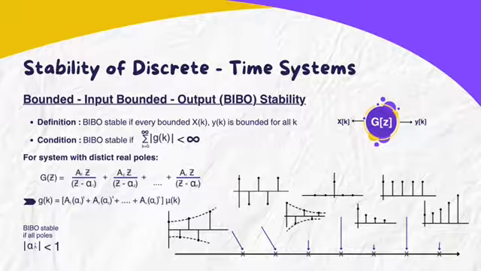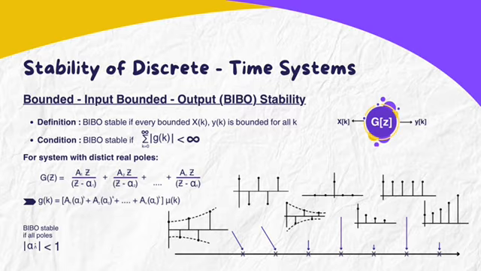g(k) is equal to a1 times alpha 1 to the power of k, plus a2 times alpha 2 to the power of k, and so on, up to an times alpha n to the power of k, all multiplied by mu(k). Here, mu(k) is the unit step function. It ensures the response starts from k equals 0. Alpha sub i are the poles of the system.